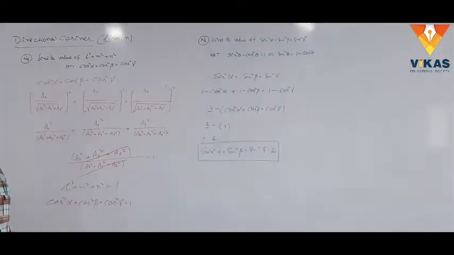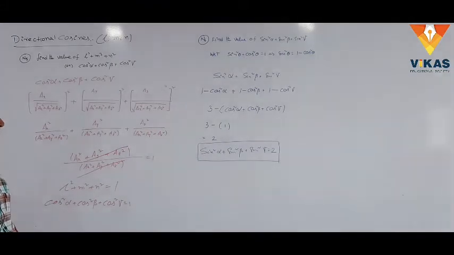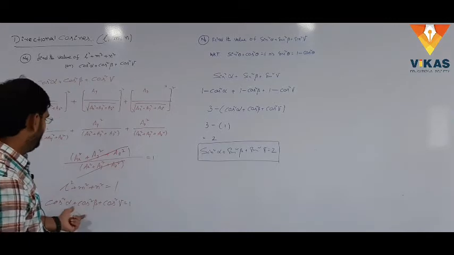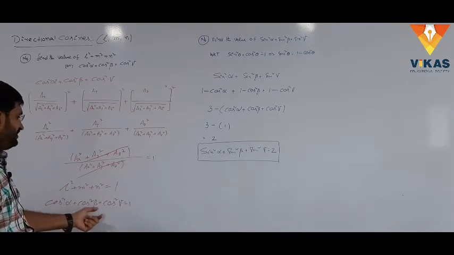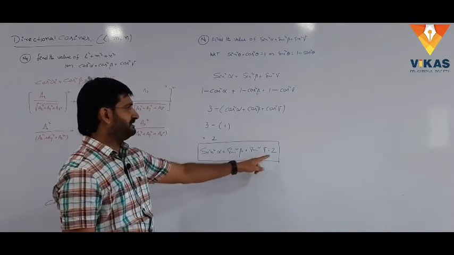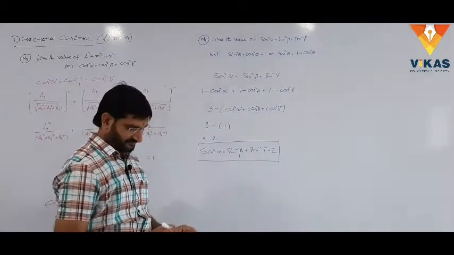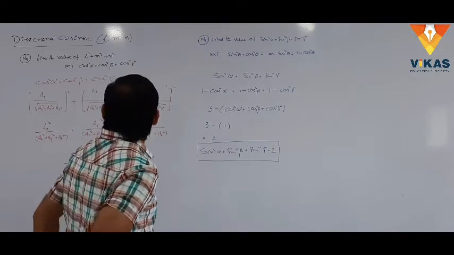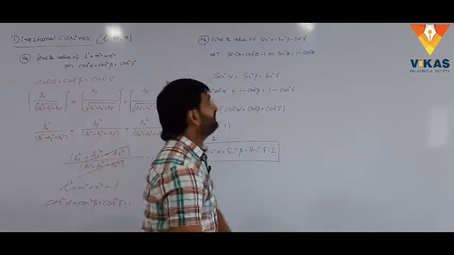Understood? This is the concept of cos square alpha plus cos square beta plus cos square gamma equal to 1, and sin square alpha plus sin square beta plus sin square gamma is equal to 2. These are the very most important notes in the directional cosines.